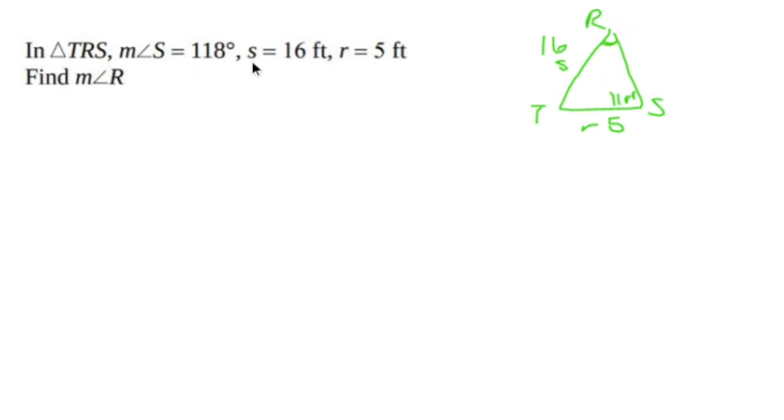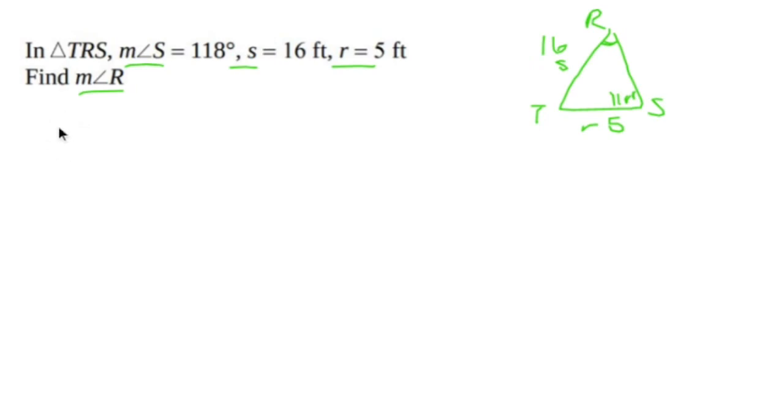So I have big S, little s, little r, I need to find big R. Whenever I have two of the same letter and two of the same letter, but I need to find a missing letter, I'm going to use the law of sines. So let's set that up.